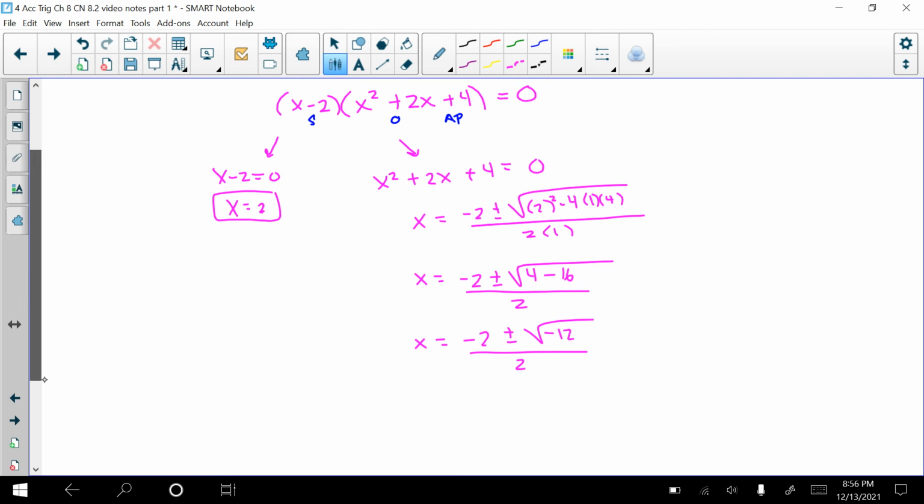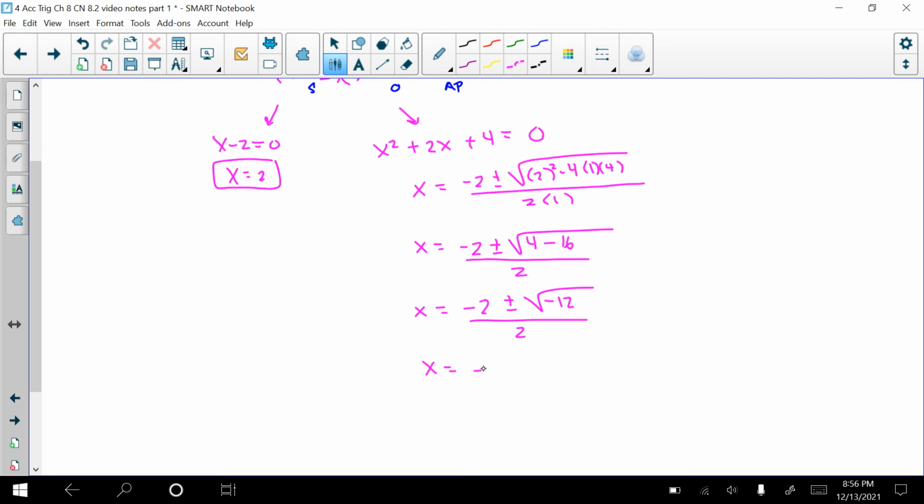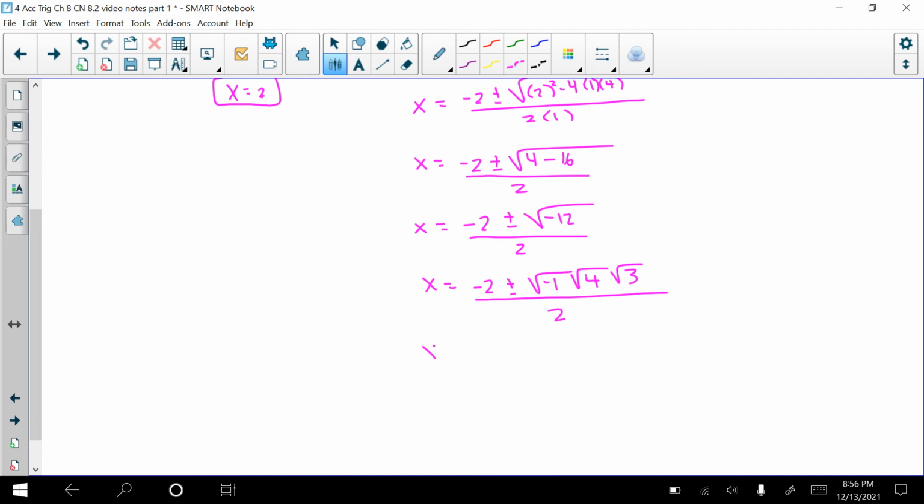As I work on square root of negative 12, technically I can factor out the square root of negative 1. I know 4 is a perfect factor of 12, and of course, 3 is the other factor that's not perfect. Okay, so the slow progression here is recopying negative 2 again, plus or minus. Square root of negative 1, I rewrite as i. The square root of 4 is 2, and then we've got the radical 3 there. Now, this is all over 2, so I don't have to rewrite again.